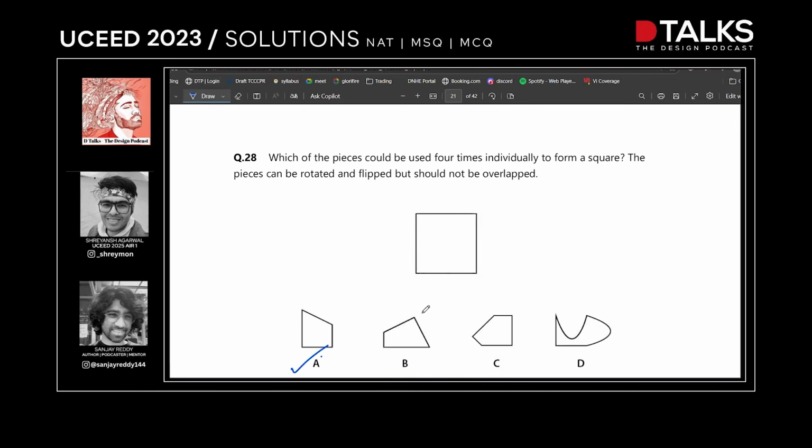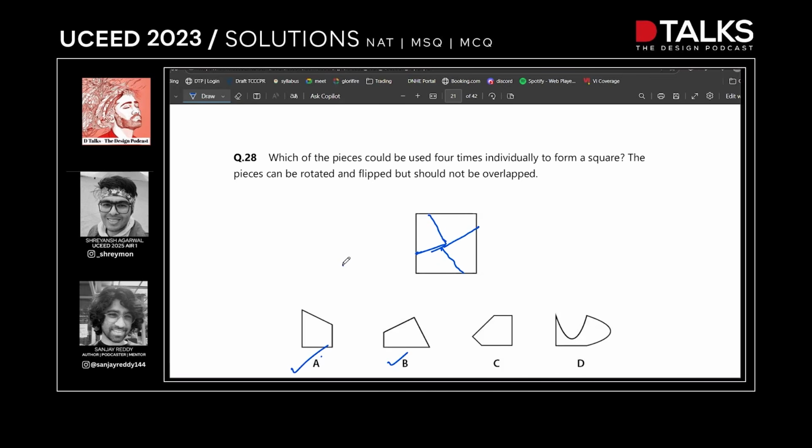So for option B, do I see a way to fit it? Yeah, just do something like this. This is piece one. Then you get piece two, and you also get piece three and four like this. Something like this.